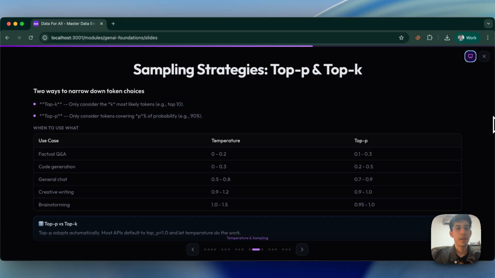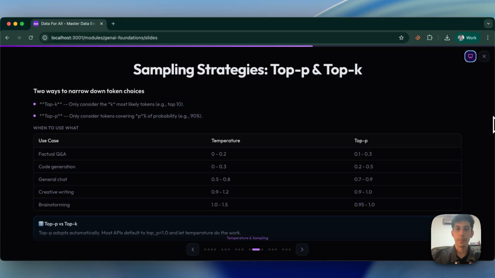Okay, so temperature controls the randomness, but there are other knobs you can turn too. Let me introduce two more, top P and top K. These are called sampling strategies. So here's the deal. After the model calculates probabilities for all possible next tokens, instead of considering every single one of those tens of thousands of options, you can tell the model to narrow down the candidates first, then pick randomly from the smaller pool.